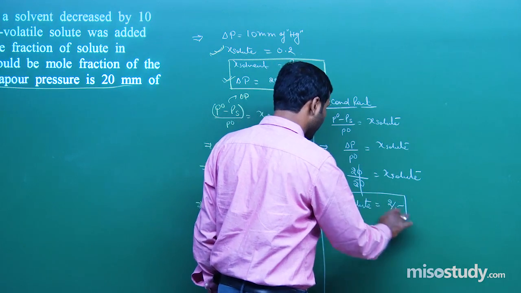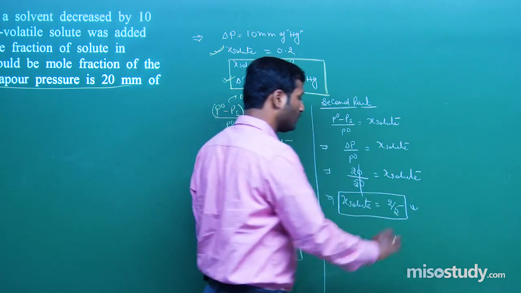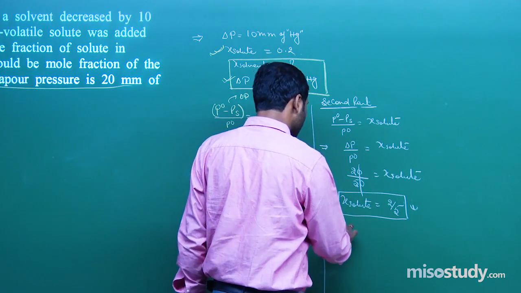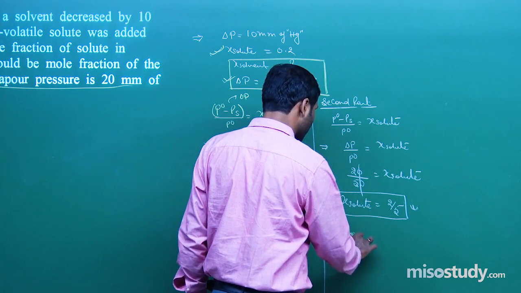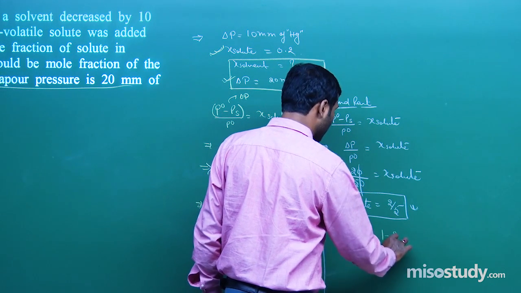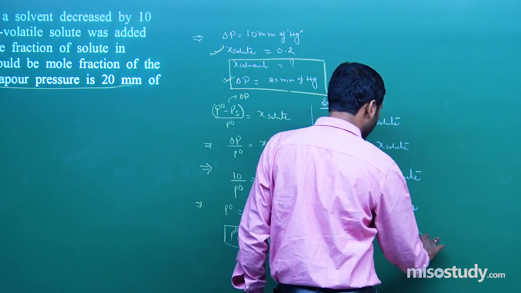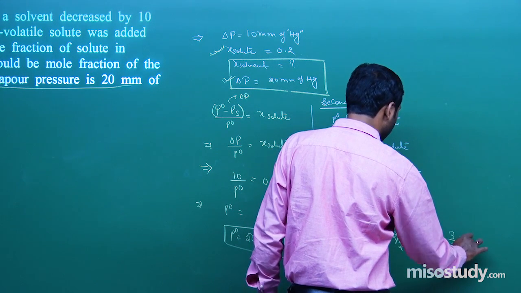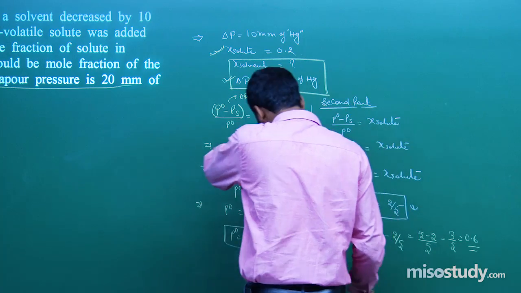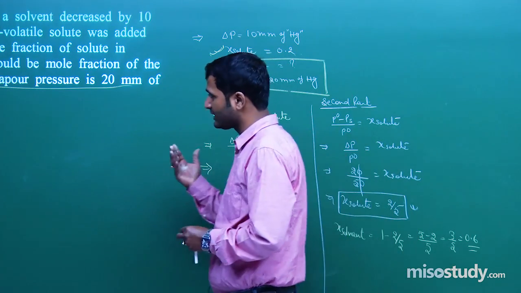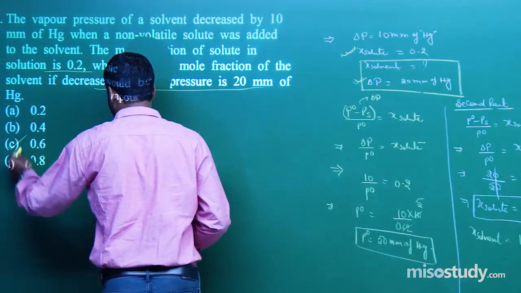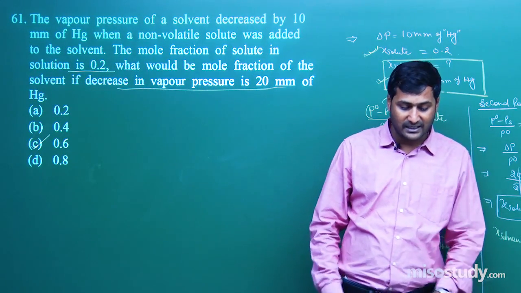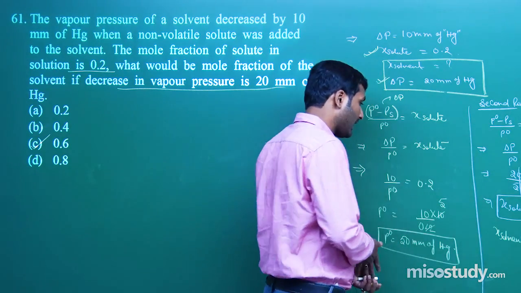Am I right, my friend? Yes, sir. Now what will be the value of mole fraction of the solvent? That will be equal to 1 minus 2 by 5, that is 3 by 5, that is 0.6. Again I am repeating, that is 0.6. Now check it out. For this question we are getting C as the correct option, 0.6, my friend.